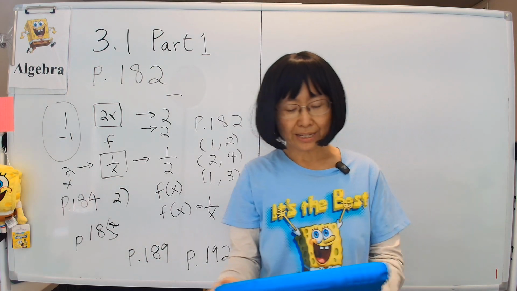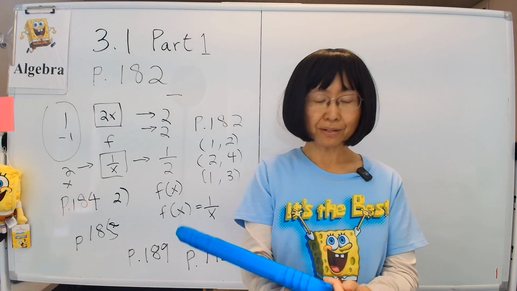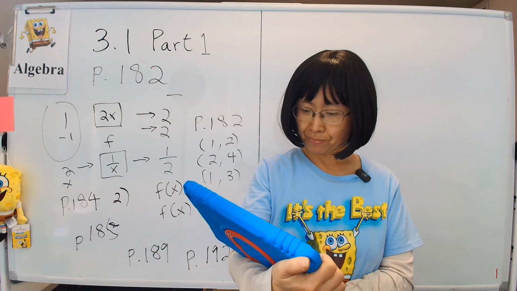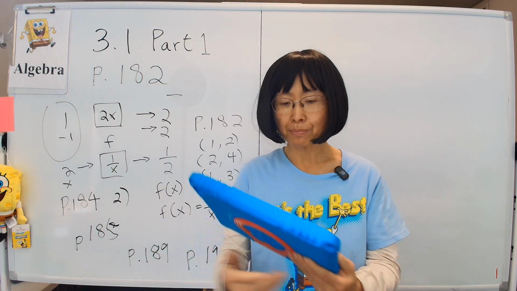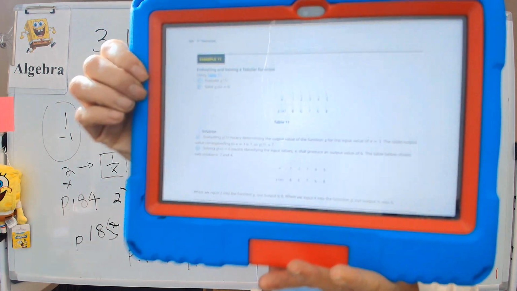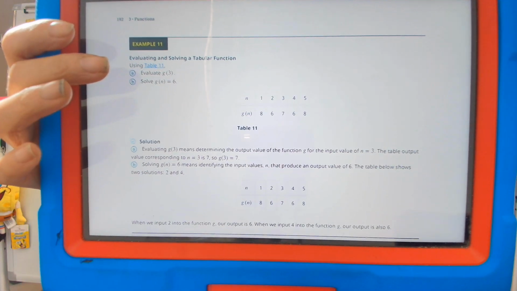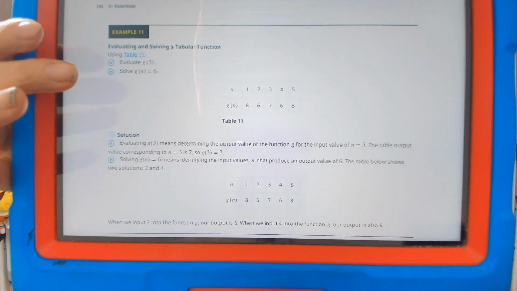Now next, let's look at example 11. And yeah, please do the other example as part of your homework. In example 11, we can calculate a function if the function is presented in a table form. Example 11 says we have that function there, in a neat little table.